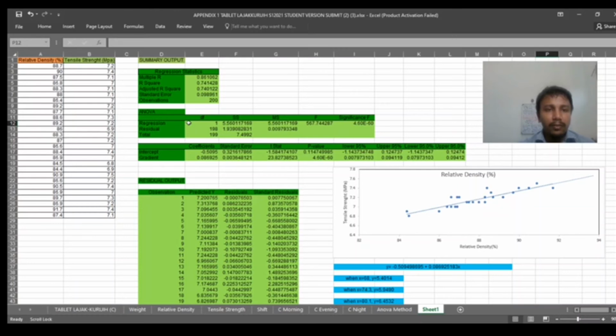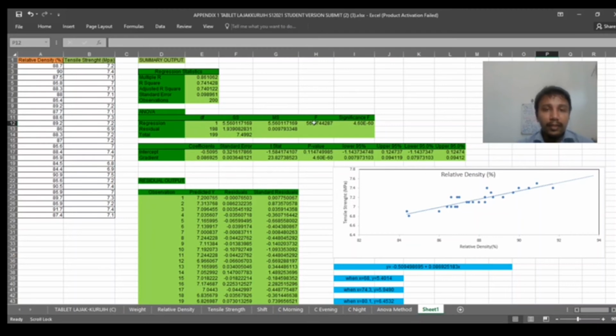The degree of freedom for regression is 1, and for residual is 198. The sum of squares for regression is 5.56, for residual is 1.93. So for the mean square value, for regression is 5.56, for residual is 0.0097. To get the value of mean square, we have to divide the SS value by the DF value.